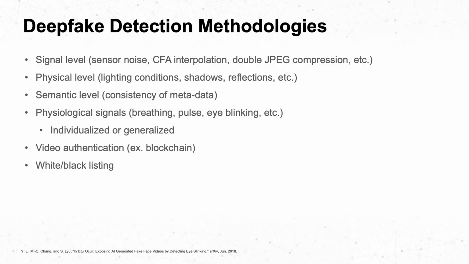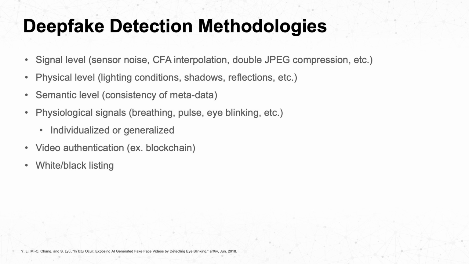So for example, if someone releases a deepfake of a public figure and they claim that this public figure was at a certain location at a certain time, we can go back and verify that indeed that public figure was in this location on that date. So those three methods that I just spoke to, the signal, physical, and semantic level methodologies, are methods that have existed in traditional image forensics and are now being applied towards detecting deepfakes.